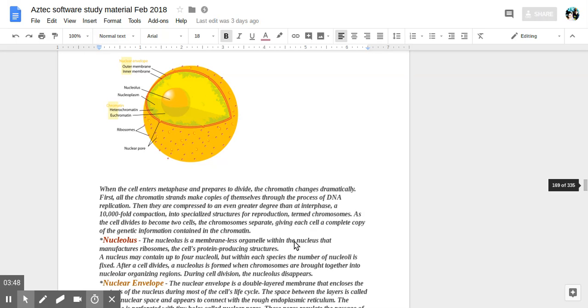Nucleolus, again, is a membrane-less organelle within the nucleus that manufactures ribosomes, the cell's protein-producing structures. A nucleus may contain up to 4 nucleoli, but within each species the number of nucleoli is fixed. After a cell divides, a nucleolus is formed when chromosomes are brought together into nucleolar organizing regions. During cell division, the nucleolus disappears.